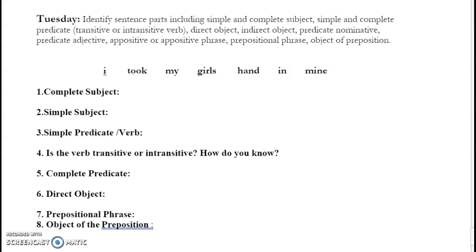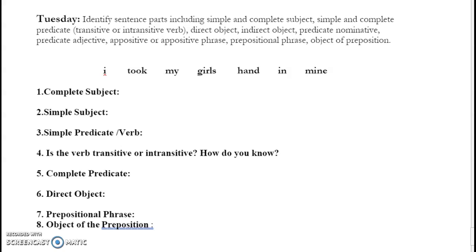Then you figure out, is that simple predicate, is that verb transitive or intransitive? Well, transitive means it's an action, intransitive is not an action. So think to yourself, can I do that verb? And if you can, it's going to be transitive. If it's not, it's going to be intransitive.